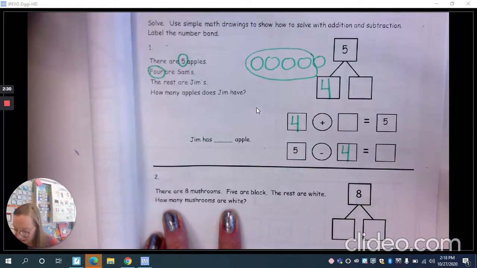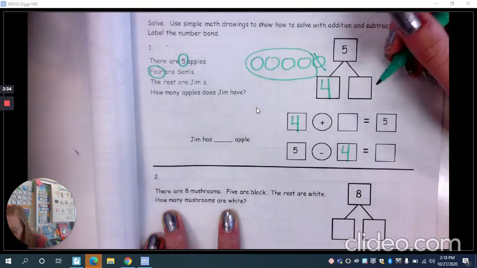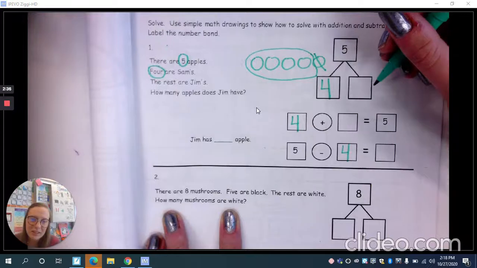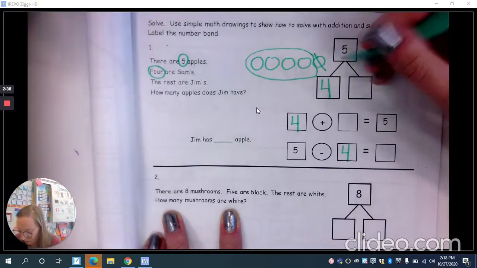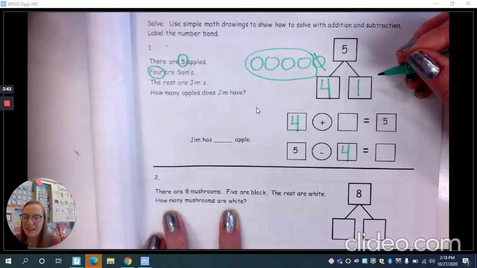Now I get to count and cross off. What is my other part? 1. That was so easy peasy. There's just 1. 4 and 1 more make our number 5.